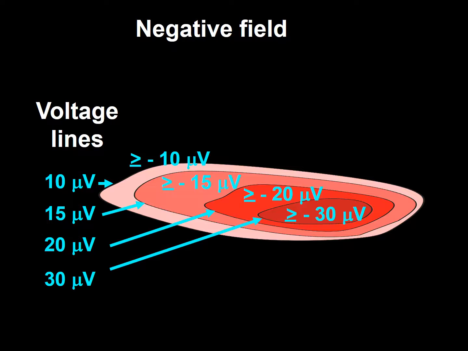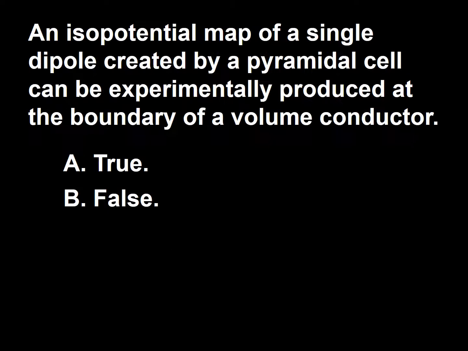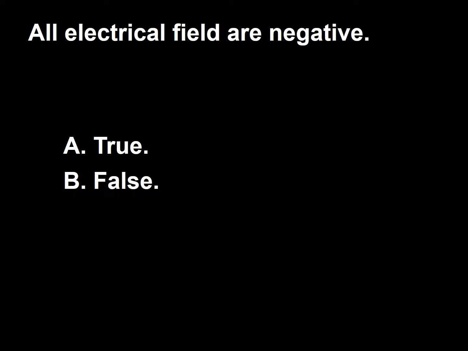Isopotential maps can be expressed in 2 dimensions, as I have just done in this frame, or they can be expressed in 3 dimensions, as I have done in this frame. So the answer to this question is true. Next question. All electrical fields are negative. A true, B false.